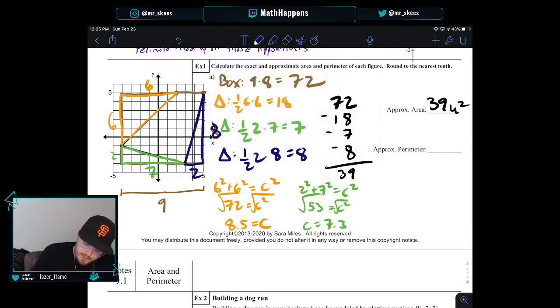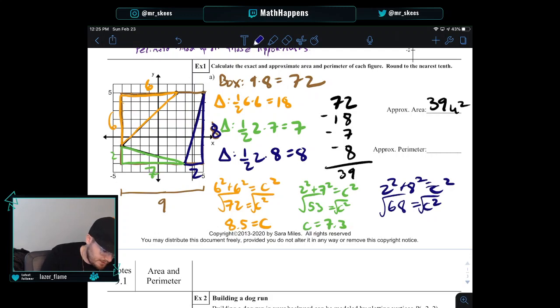And then the blue triangle, A squared plus B squared equals C squared. So that's 4 plus 64, that's 68. Take the square root. The square root of 68 is 8.2, we'll call it.